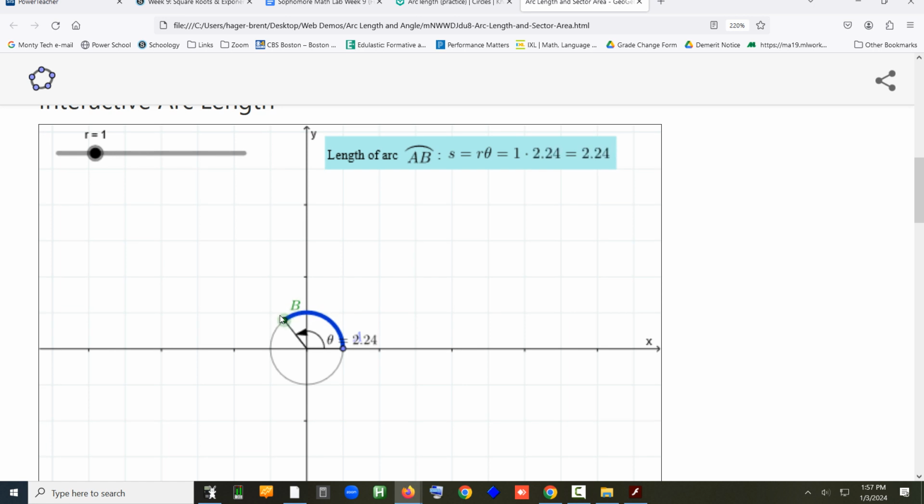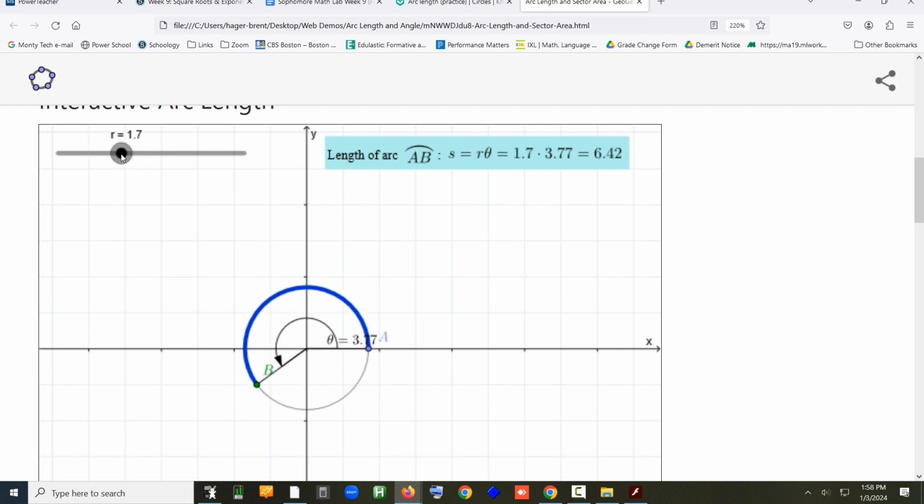How big is the angle in the picture now? 2.24. And how big is the length of the arc? 2.24. All right, let's do another one. How big is the angle now? The angle is 3.77. And the length of the arc is 3.77. So as long as you set your circle to a size of 1, the size of the angle and the size of the arc come out exactly the same.